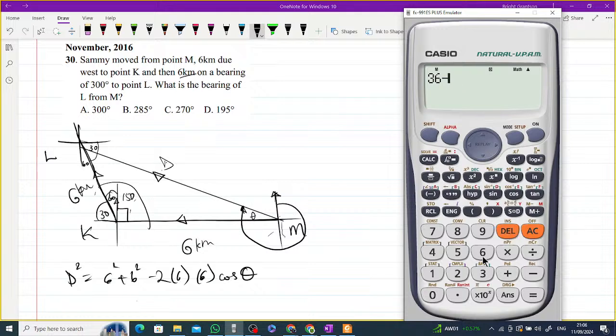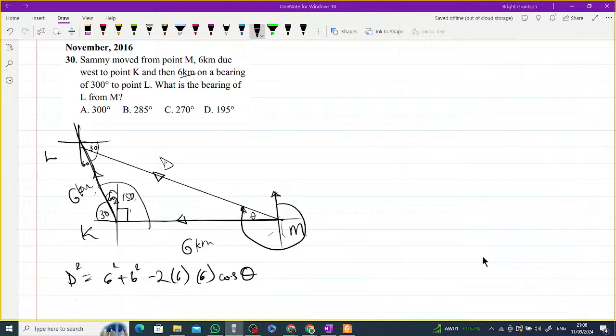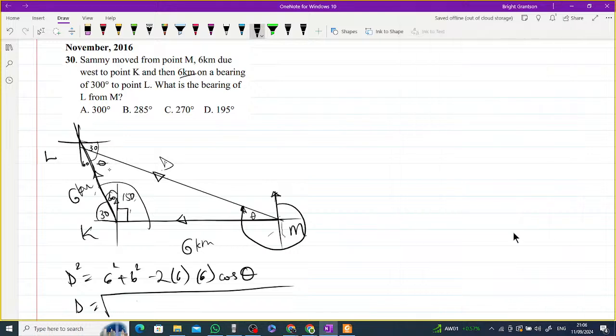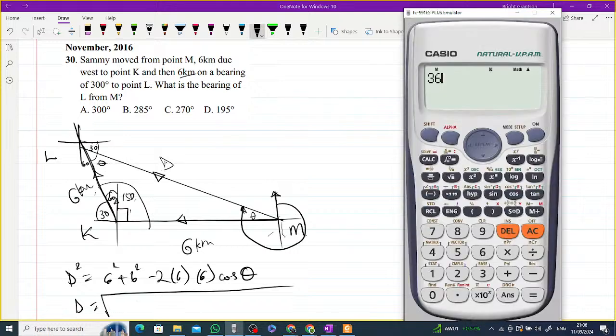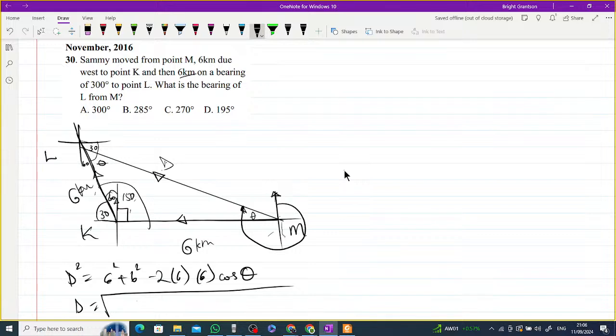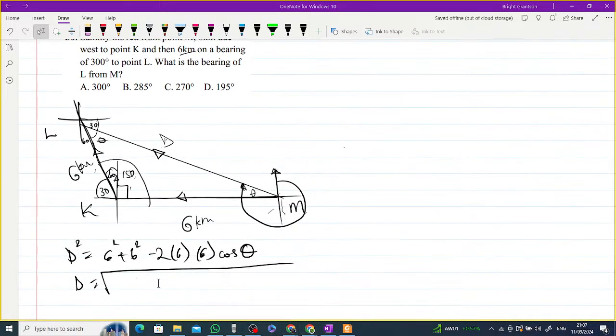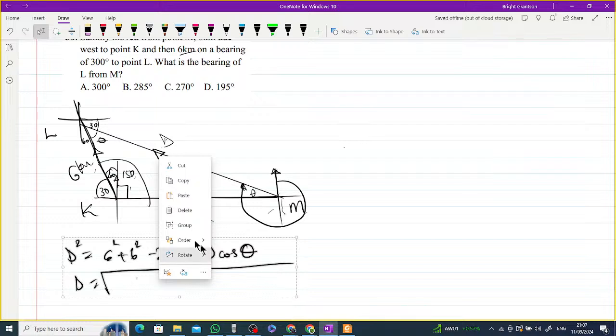So d equals the root of 6 square plus 6 square. This one is even an isosceles triangle, because if here is 6 and here is 6, I'll find it easily. Yes, isosceles triangle, so you don't even need cosine rule. Are you okay? Because it's an isosceles triangle, you don't even need a cosine rule.